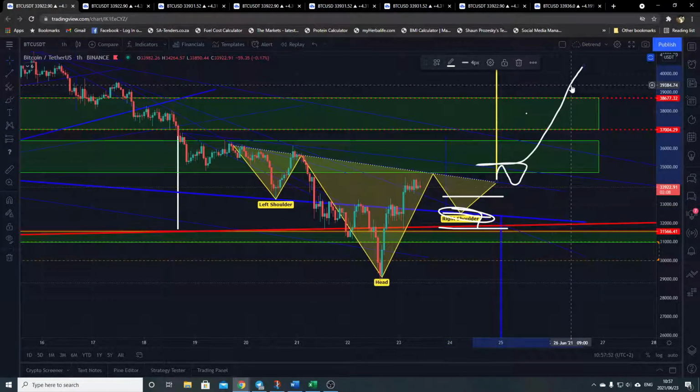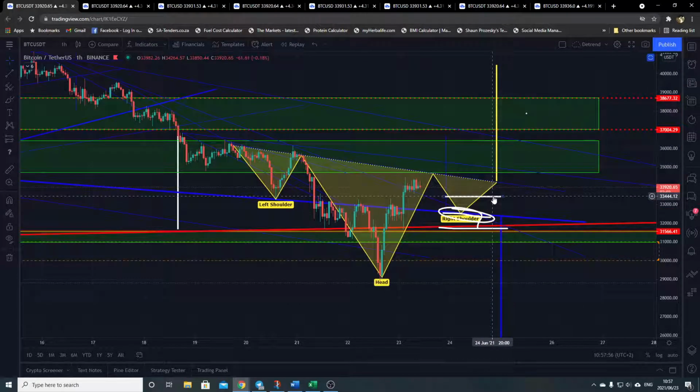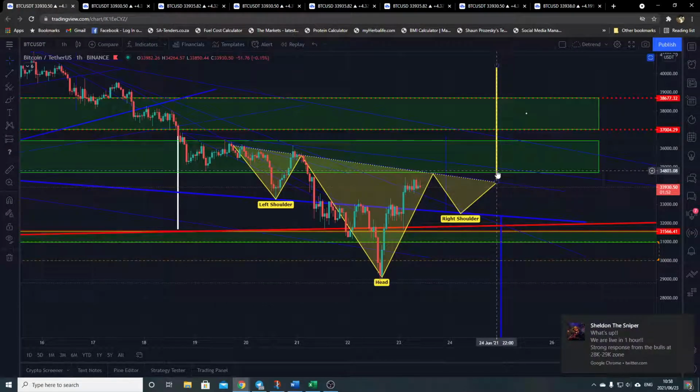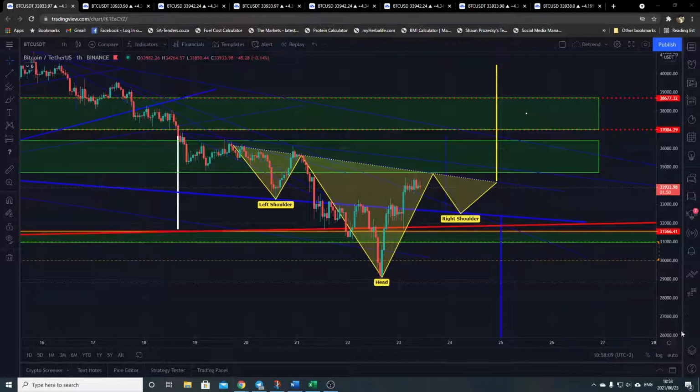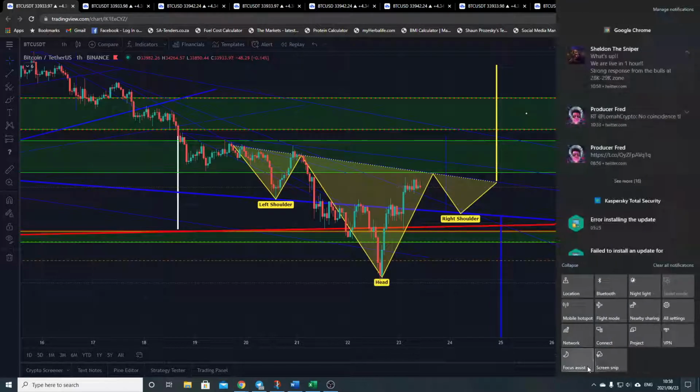All right, so that is my strategy for this inverse head and shoulders: what I'm waiting for and when it's going to play out. I don't know when it's going to play out. I've drawn this, and this section here is on the 25th of June. Okay, so the 25th of June is now going to be on the weekend. So yeah, I don't know.